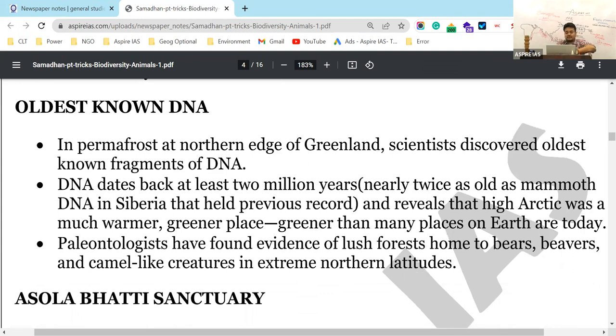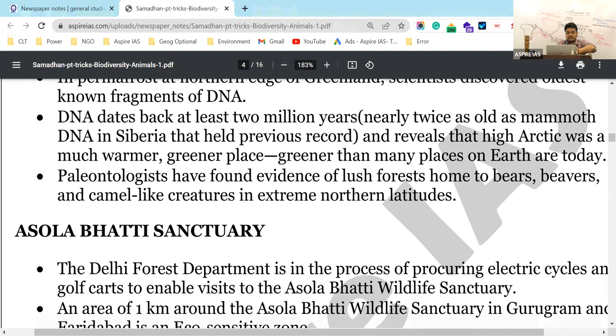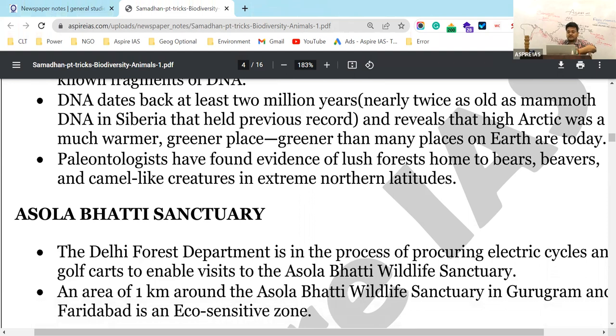Then the oldest known DNA. The oldest known DNA will be found in fossils, in permafrost and polar regions, where somehow animals are still preserved. In permafrost at the northern edge of Greenland, which is a political territory of Denmark, scientists discovered the oldest known fragment of DNA. The DNA dates back at least 2 million years, nearly twice as old as mammoth DNA in Siberia. That provides a record and reveals that the high Arctic was a much warmer, greener place, greener than many places on Earth today. This means Earth has already received 7 glaciations and 7 interglacials. The present period is also interglacial. The last ice age was the Pleistocene. So after the Pleistocene, this is a period of interglacial, which highlights that in the past many places on temperate Earth and nearby polar regions were also green.